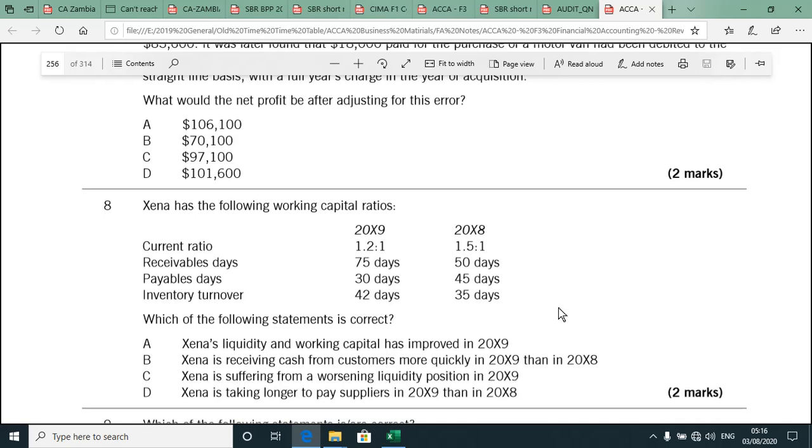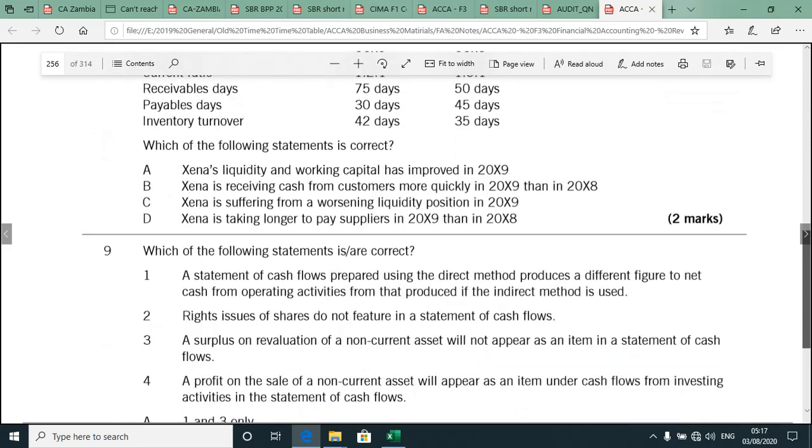So which of the following statements is correct? A says Zena's liquidity and working capital has improved. I don't think so. And then B says Zena is receiving cash from customers quickly. Let's check that. Is it true? I think our receivable days has increased, which is wrong. And then C says Zena is suffering from a worsening liquidity position. I think that is correct. D says Zena is taking longer to pay suppliers. No, they're not taking longer. I think you can see the payable days there. They have reduced by 15 days. I'd like to go for C as the best option. This company is suffering from a worsening liquidity position.